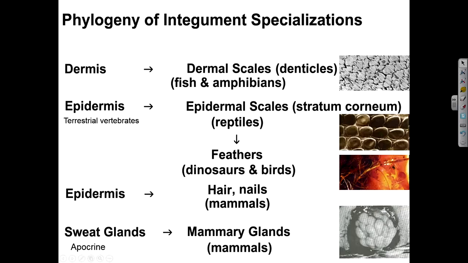In addition, the epidermis gives rise to hair and nails. And also, the apocrine sweat glands are thought to have evolved into mammary glands. So that's the origin of a lot of these different structures. Mammary glands, hair, nails, feathers, all are related to integumentary specializations.